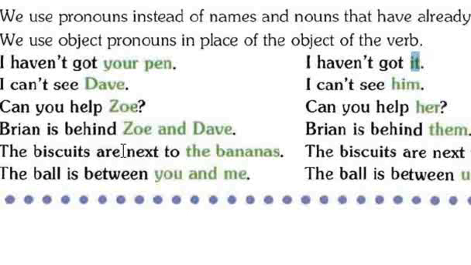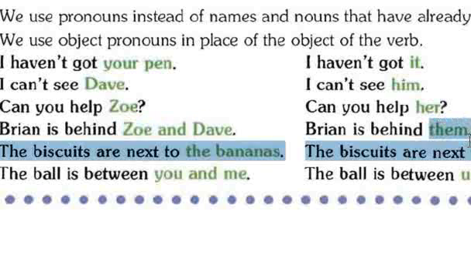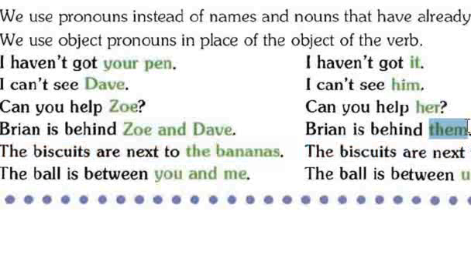Okay? I can see Dave. Instead of saying, I can see Dave, I can say, I can see him. Okay, so here, can you help Zoe? Instead of saying, can you help Zoe, I can say, can you help her? Brian is behind Zoe and Dave. So instead of saying Zoe and Dave, we replace it with the pronoun them. So it becomes Brian is behind them.